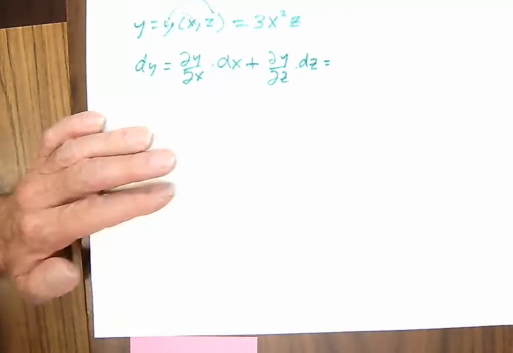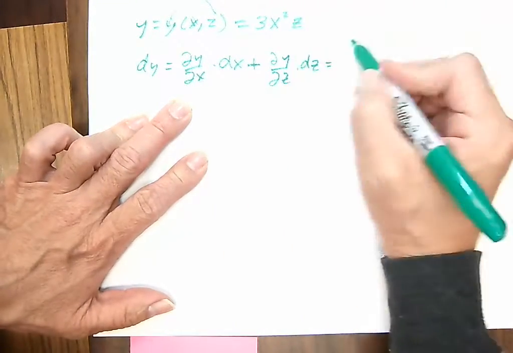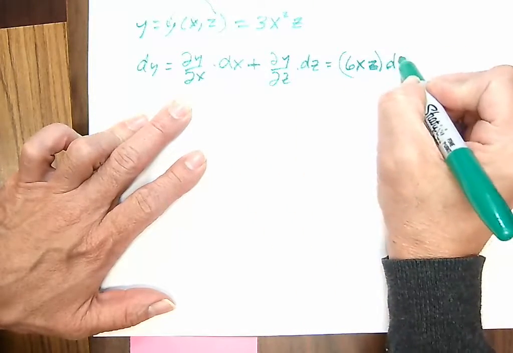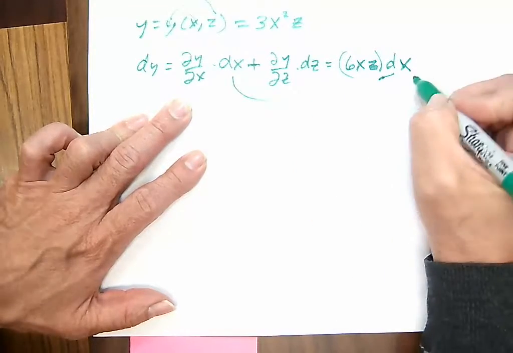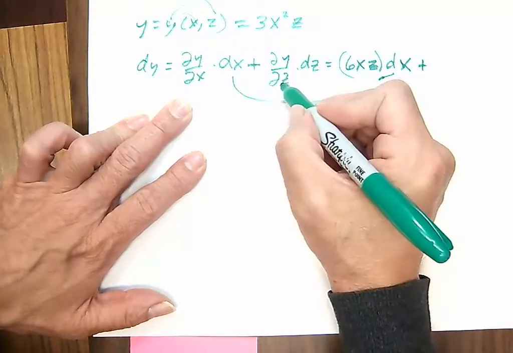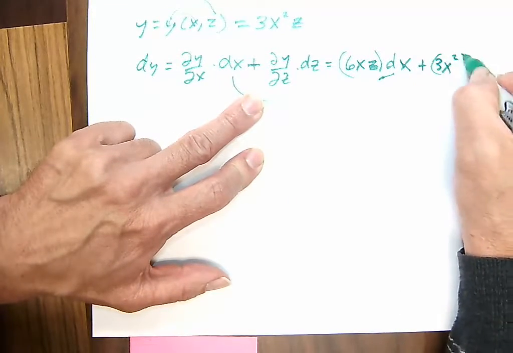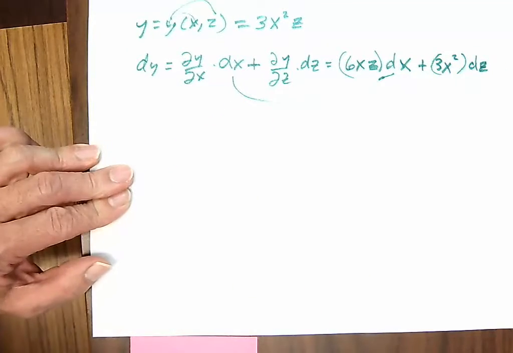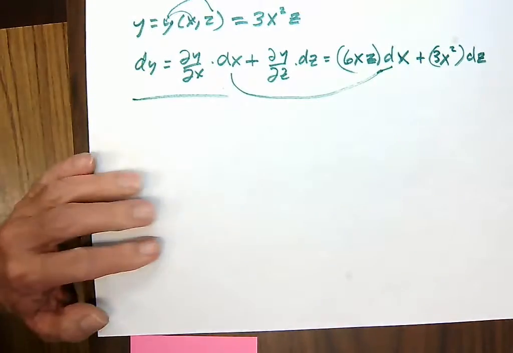And what is that equal to? Well, the partial of y with respect to x is going to be 6x times z times dx, which is this term right here, plus the partial of y with respect to z, which is just 3x squared times dz, and there is your answer. Let's try one more example, and this is from economics.